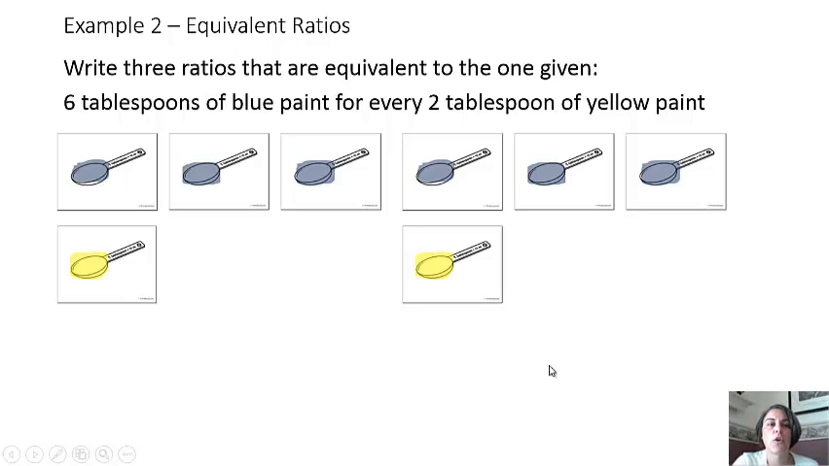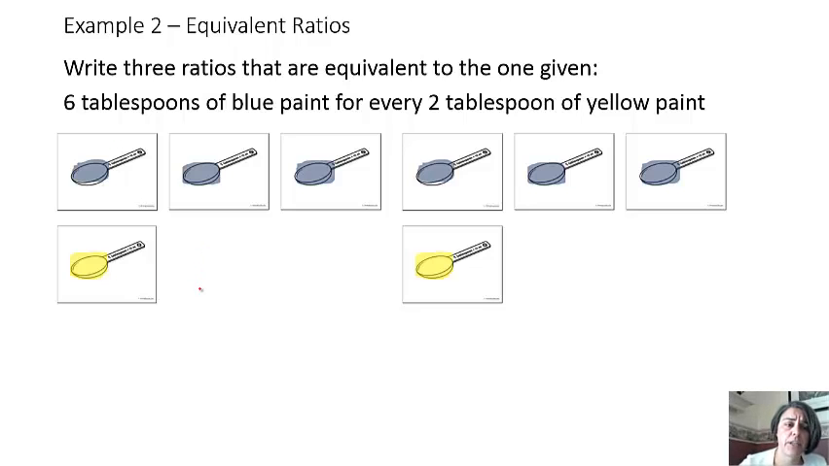Next example, let's talk about equivalent ratios. Write 3 ratios that are equivalent to the one given. 6 tablespoons of blue paint for every 2 tablespoons of yellow paint. So I have 6 tablespoons of blue, 2 tablespoons of yellow. I need you to come up with 3 different equivalent ratios for 6 blue to 2 yellow. Take a minute, pause the video, come on back, we'll try it together.